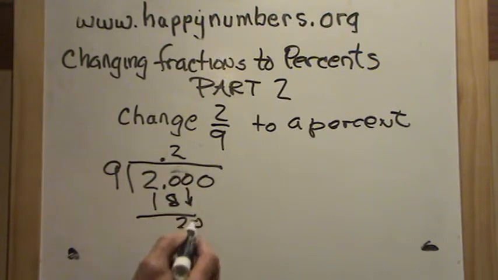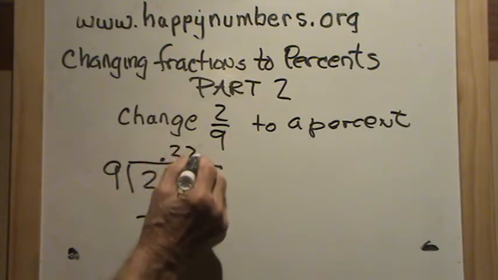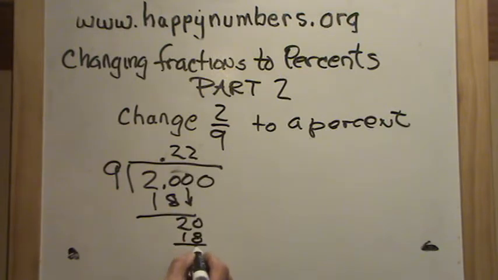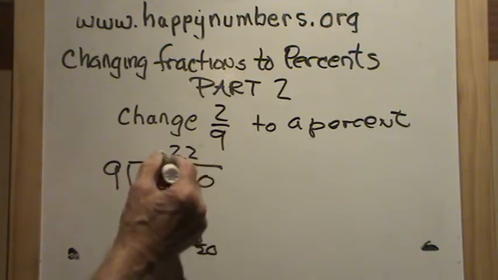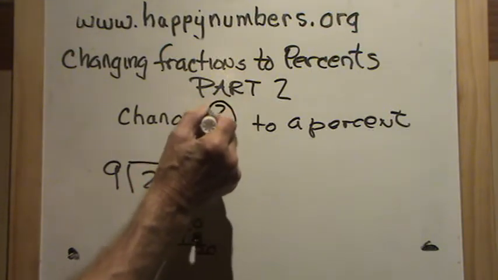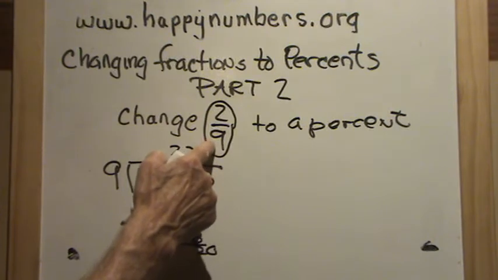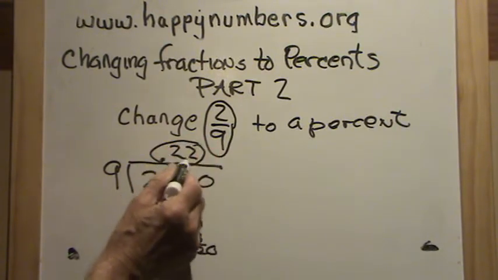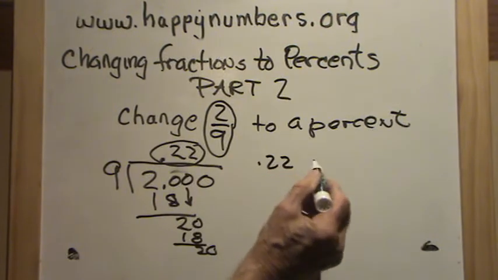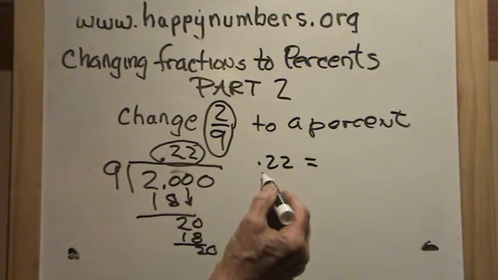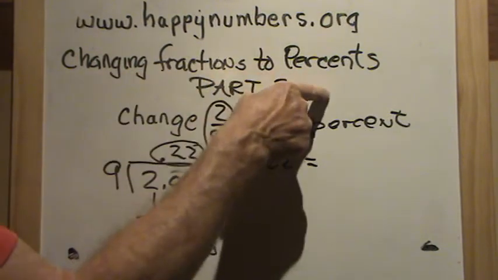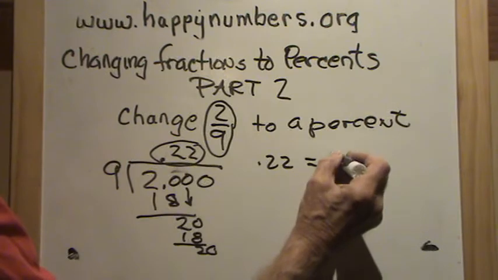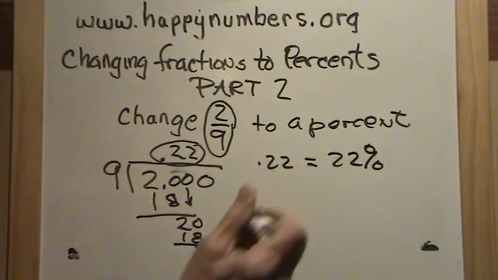I bring down a 0. 9 will go into 20 2 times. 2 times 9 is 18, and I subtract, and I get 2, bring down a 0. Now you can see that this would just go on and on and on. So we can stop here. So we've changed the fraction into a decimal fraction, 22 hundredths. And now we know how to change the decimal fraction into a percent. We move 2 decimal places to the right, because we're going from D in the alphabet to P, decimal to percent, and we get 22%.